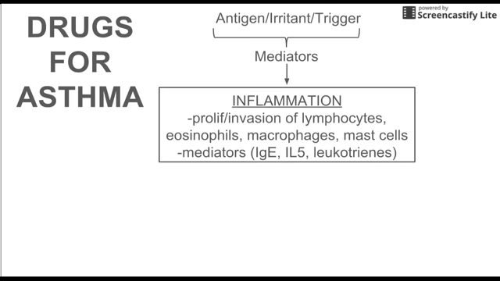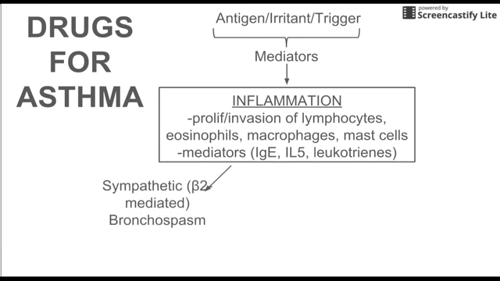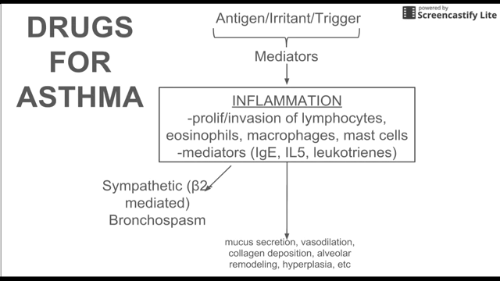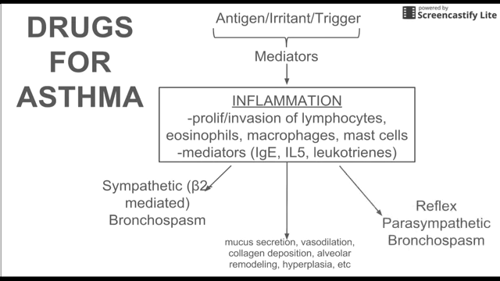Three of the main effects from asthma inflammation are sympathetic bronchospasm, which is mediated by the beta-2 adrenergic receptor; there's also mucus secretion, including vasodilation, collagen deposition, alveolar remodeling, hyperplasia, all the phenotypic effects of asthma, everything that happens to somebody with asthma during an attack. And there's something called reflex parasympathetic bronchospasm. It's not really understood how this works, but the bronchospasm causes the muscles around the airways to constrict and tighten, and it makes the symptoms worse. We're going to be talking about how different drugs interfere with different parts of this pathway.